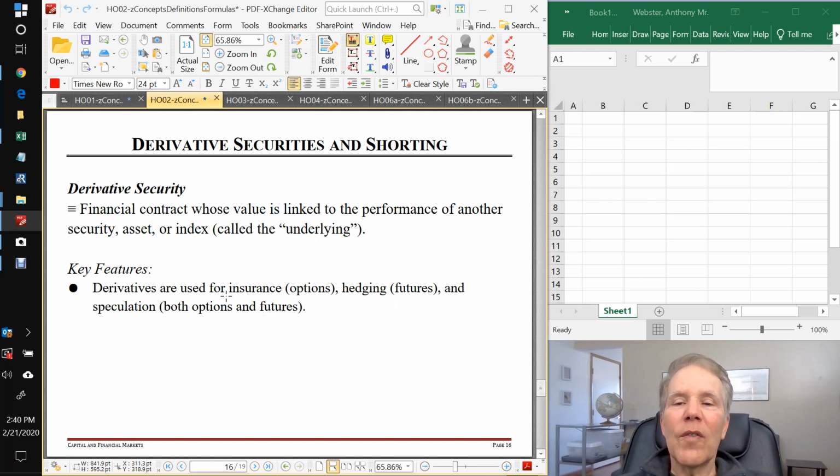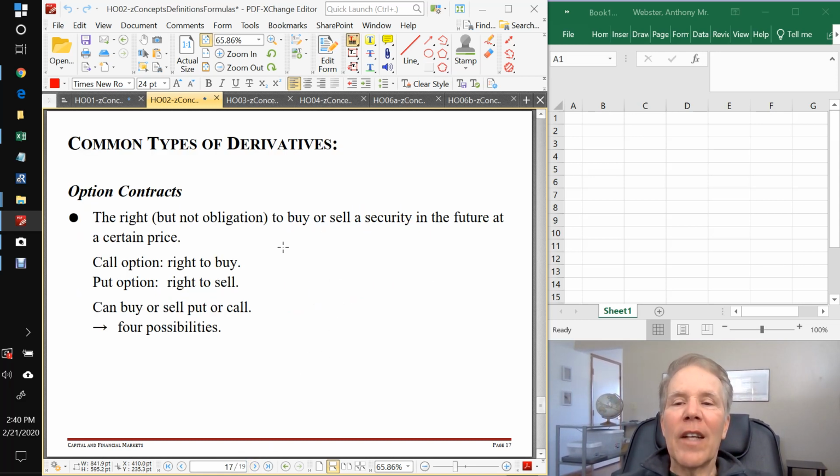And derivatives are used for three things. We saw how options are used for insurance, and we saw how futures were used for hedging. We looked at an oil company that was doing that. And both options and futures are used by speculators who are guesstimating what's going to happen in the future and using these things to make a lot of money if their wish comes true and not lose too much otherwise. And so we looked at option contracts. Definitely need to know about option contracts for exam one.